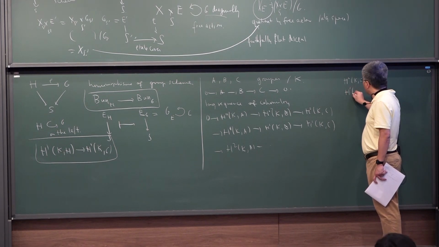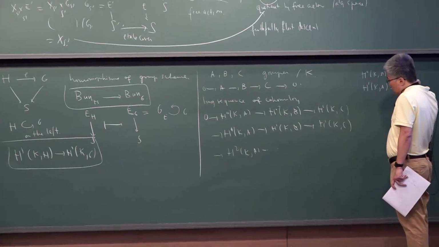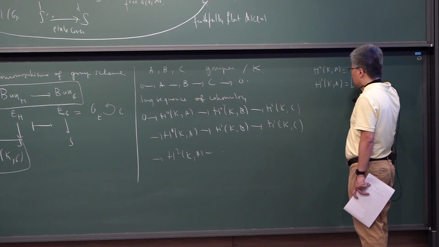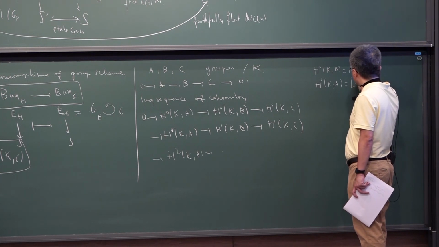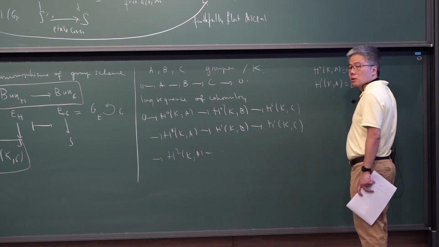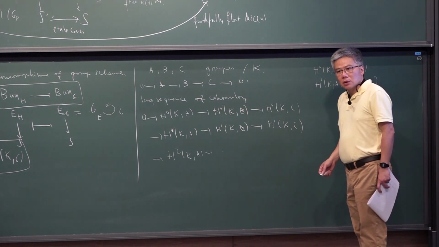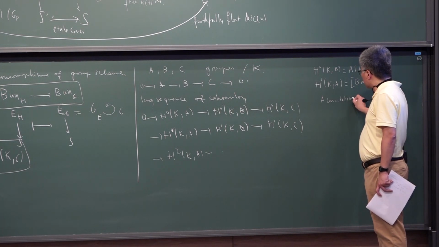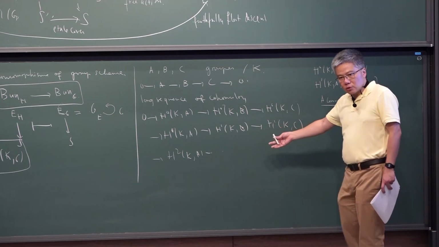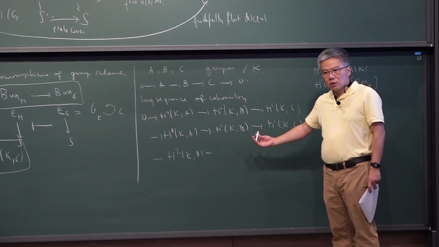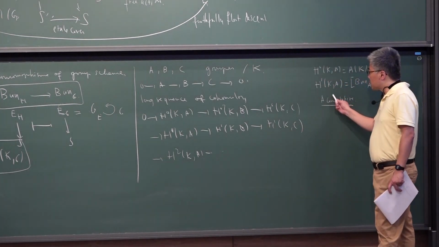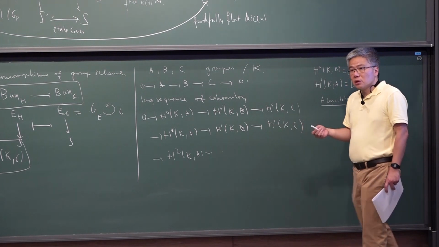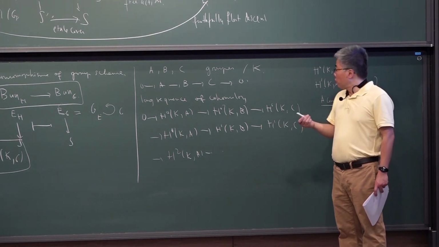And H1 of K of A is a set of isomorphism classes of A-bundles. But now the thing is, if A is commutative, then Galois cohomology is enough to describe this group, because the set of isomorphism classes is the first cohomology. And for every bundle, the group of automorphisms is just H0.